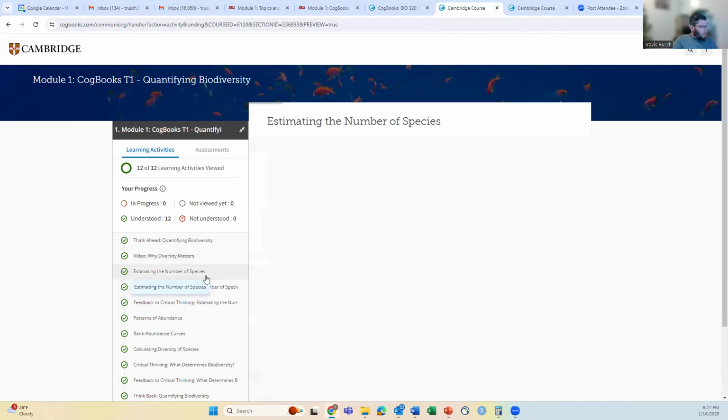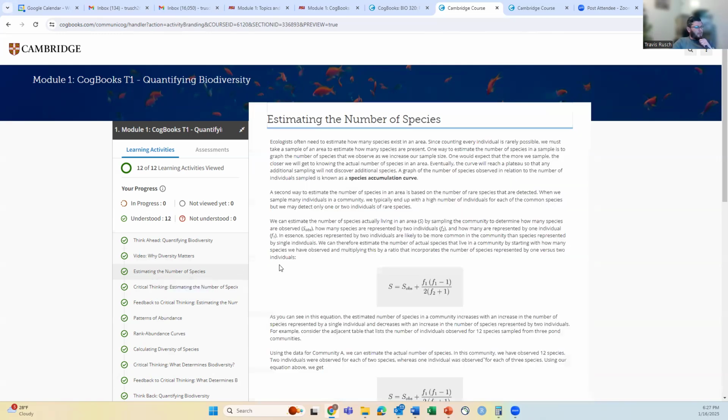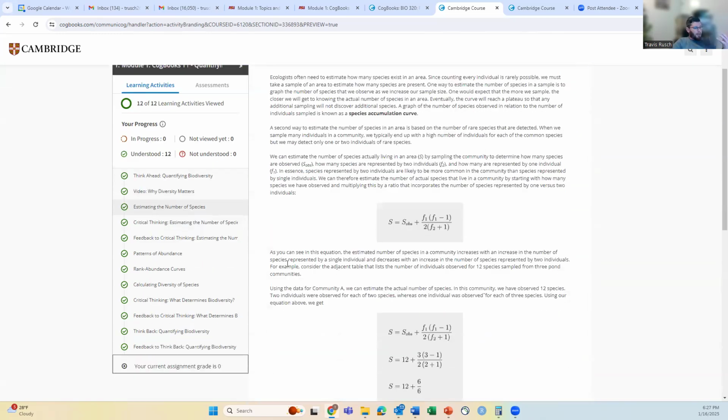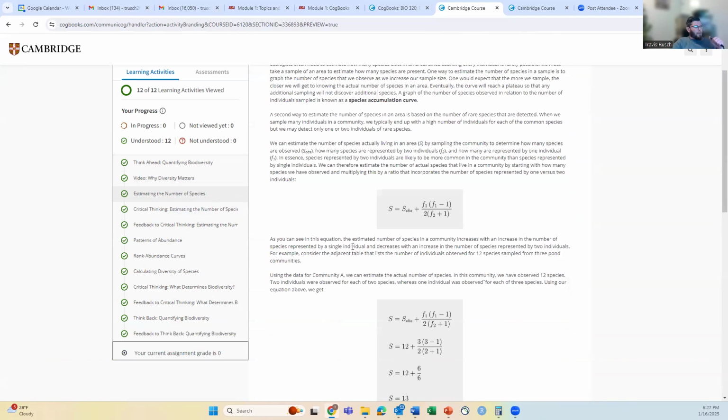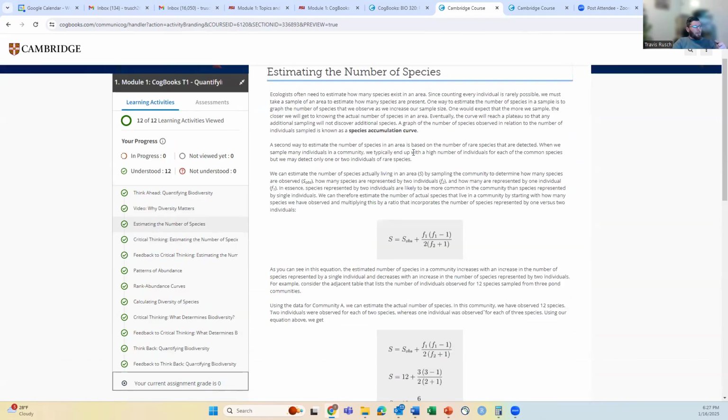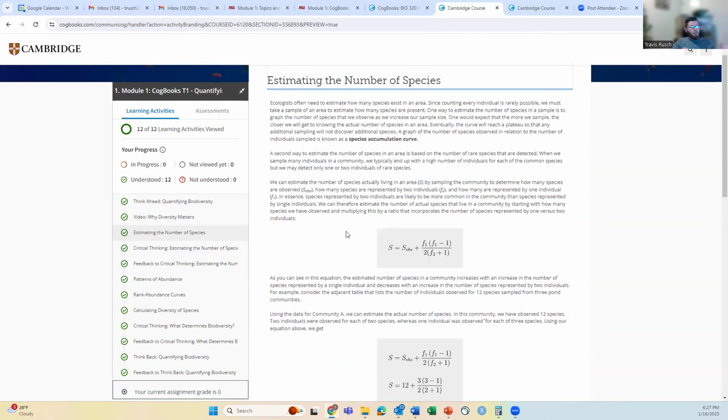And then we get into estimating the number of species. And this brings in some mathematical equations. And this is just that, an estimate, right?